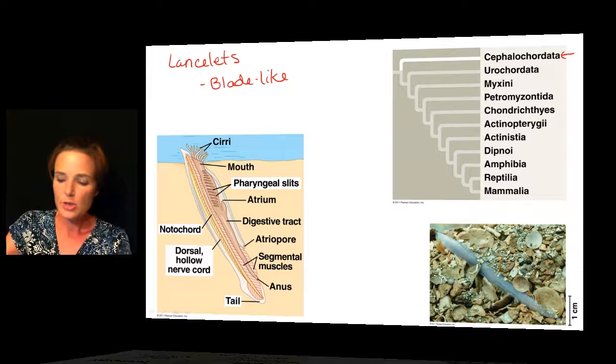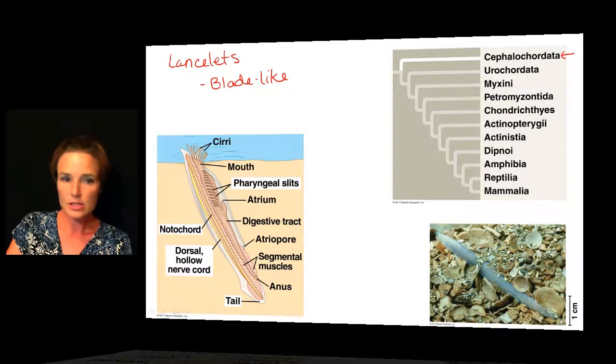These are going to be fairly small animals. They're going to, most of the time, be buried down in the sand. So these are marine animals. And these are also going to undergo a metamorphosis from a larva to an adult, which is going to be a swimming adult. And that swimming adult is going to move with a very simple swimming motion.